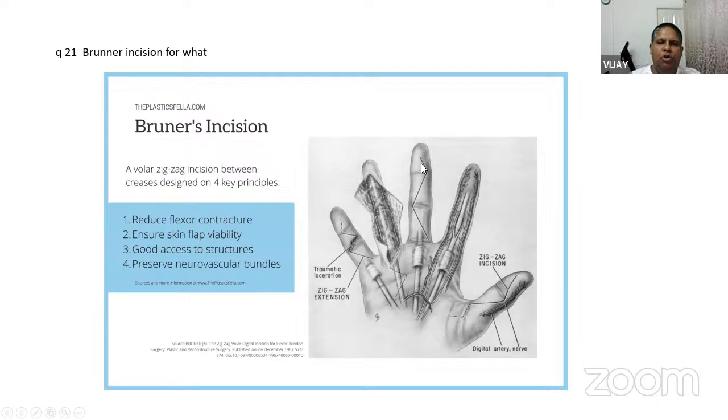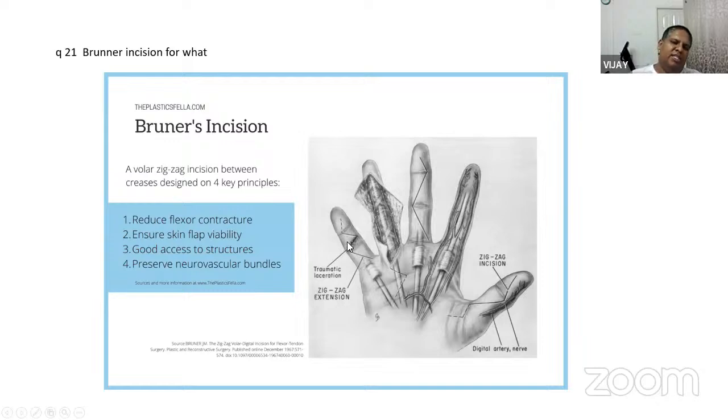No incision should go longitudinally across this Littler's diamond. Okay, so the edges of the transverse creases are joined and these are opened as a zigzag incision. It reduces the flexor contracture. It gives a good skin flap viability, good access to the tendon, and also preserves the neurovascular bundle. This is called as a Brunner's incision.